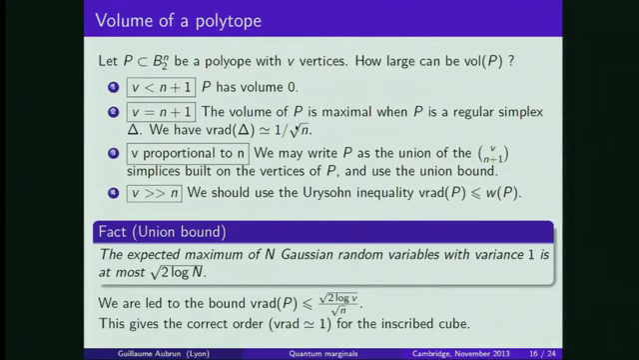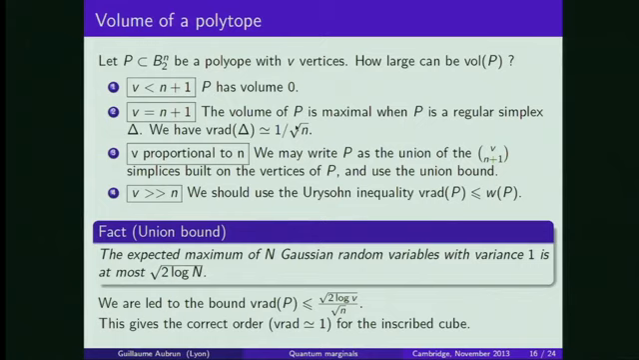So first, you have to have at least n plus 1 vertices to have non-zero volume, obviously. If you have exactly n plus 1 vertices, then P is a simplex, and the volume of P is maximal when P is a regular simplex. So this is easy to prove. And in that case, the volume radius is of order 1 over square root of n.